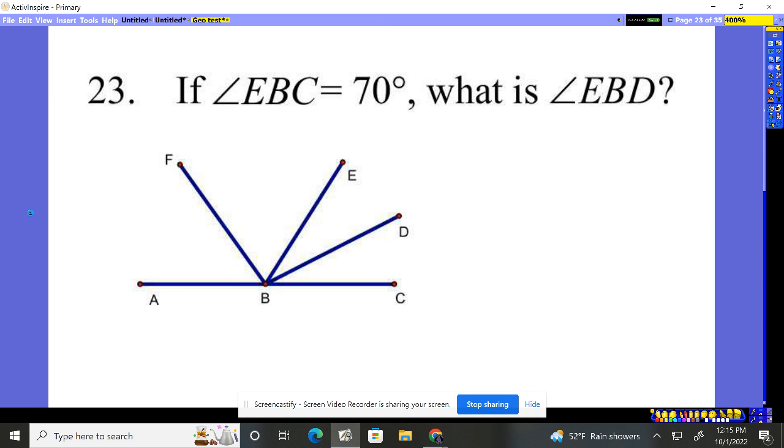Now it tells me E to B to C. It tells me E down here to B to C. That whole opening is 70 degrees. So it says, what is E down to B to D? Well, if the whole thing's 70, that BD cut it in half, so he's got to be 35. This guy's 35. So E to B to D is 35 degrees.